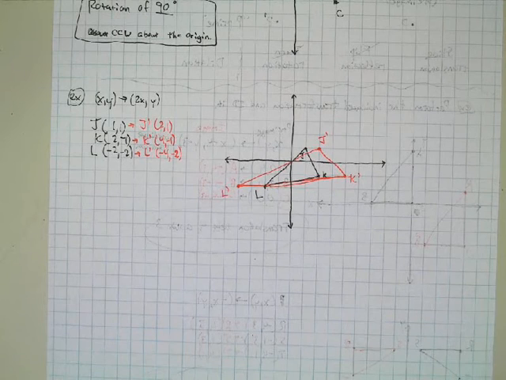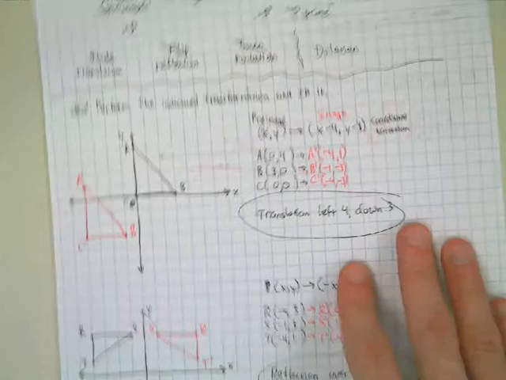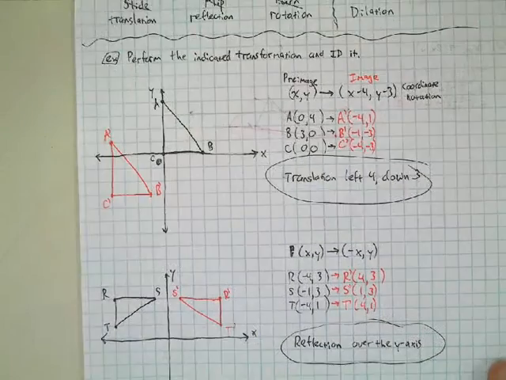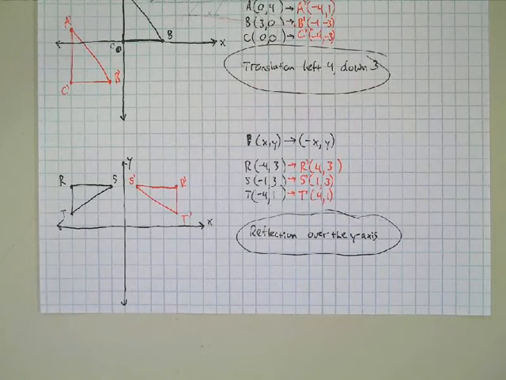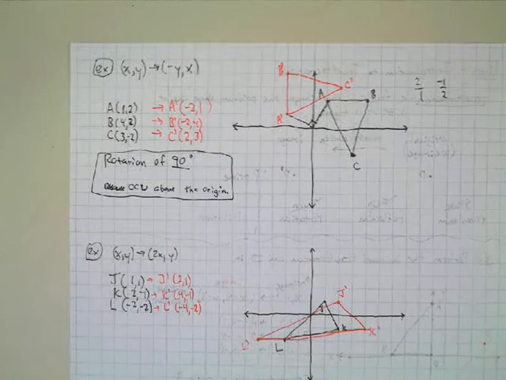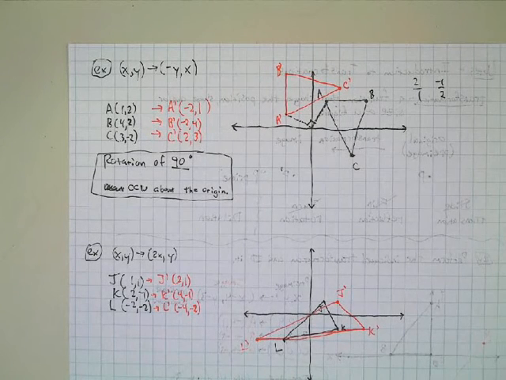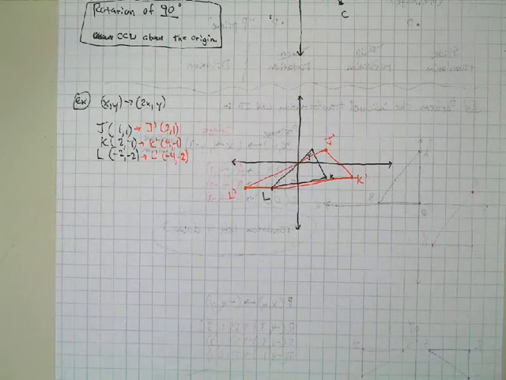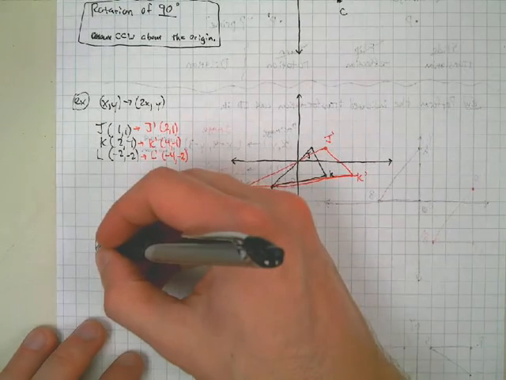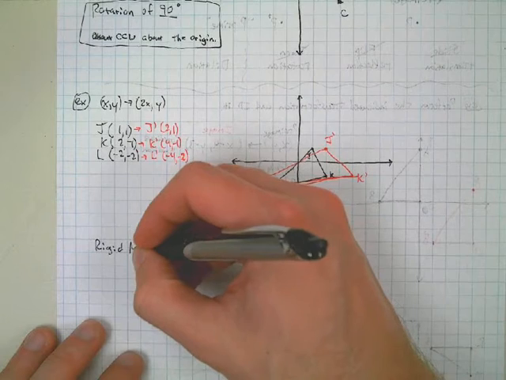Now, you'll notice then, with a translation, did the size or the shape of our figure change? No, right? The triangle stays the same size and the same shape. How about for the reflection there? Did it change? No. How about for the rotation? Did it change? No. And so we classify those 3 uniquely as rigid motions, or just a rigid motion transformation.